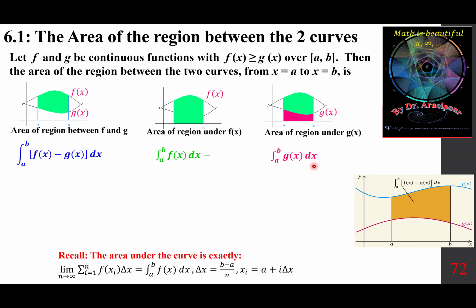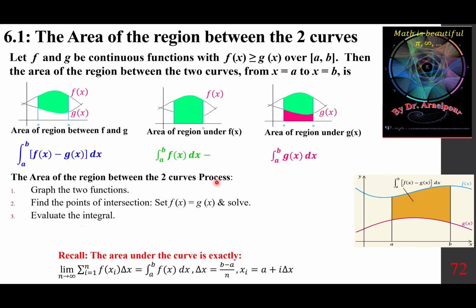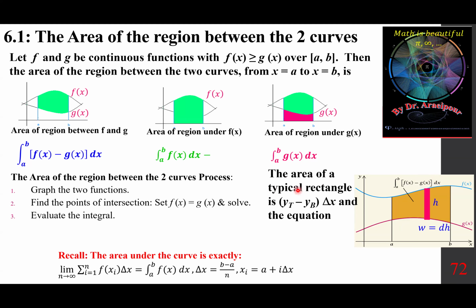So what is the process? The area of the region between two curves, here's the process. Number one, graph the two functions. Number two, find the points of intersection: set f of x equals g of x, and solve. And then evaluate the integral. So what happens? This strip of a rectangular shape with the height h and the width dh, we're going to call it. The area of a typical rectangle is y of the top minus y of the bottom times delta x or dx.